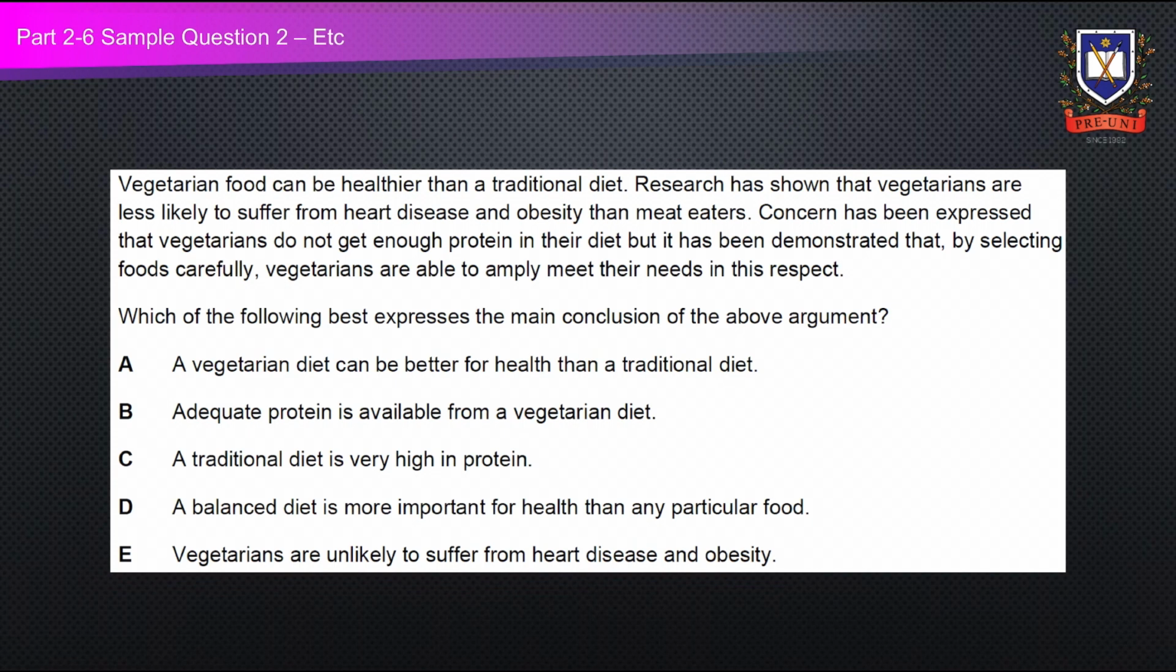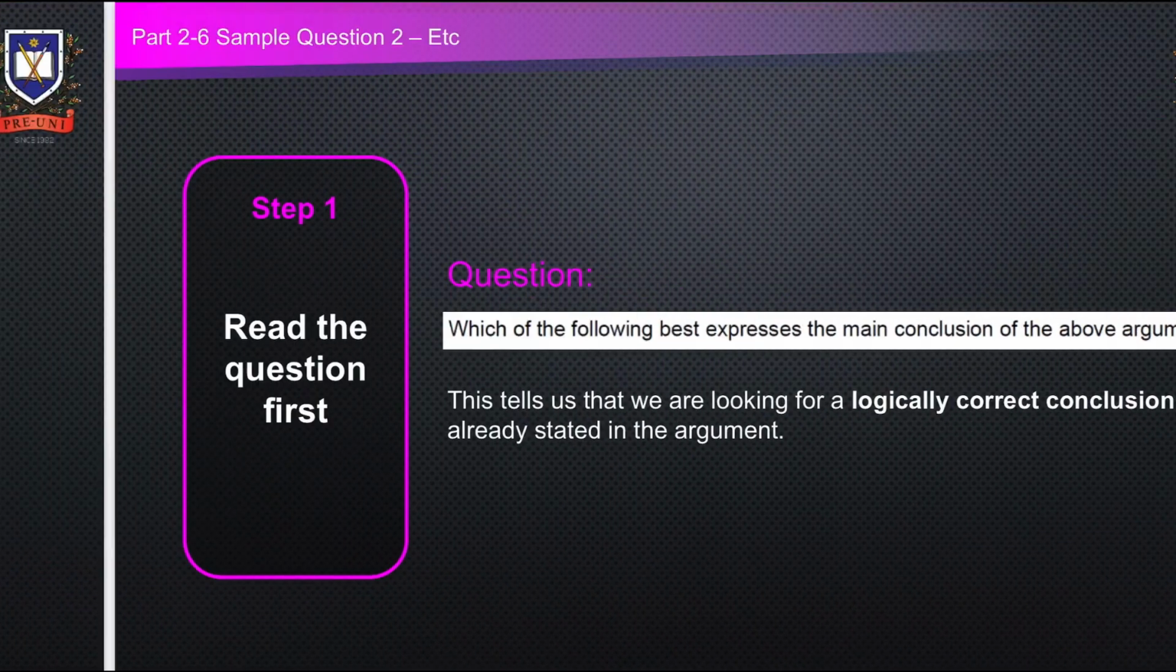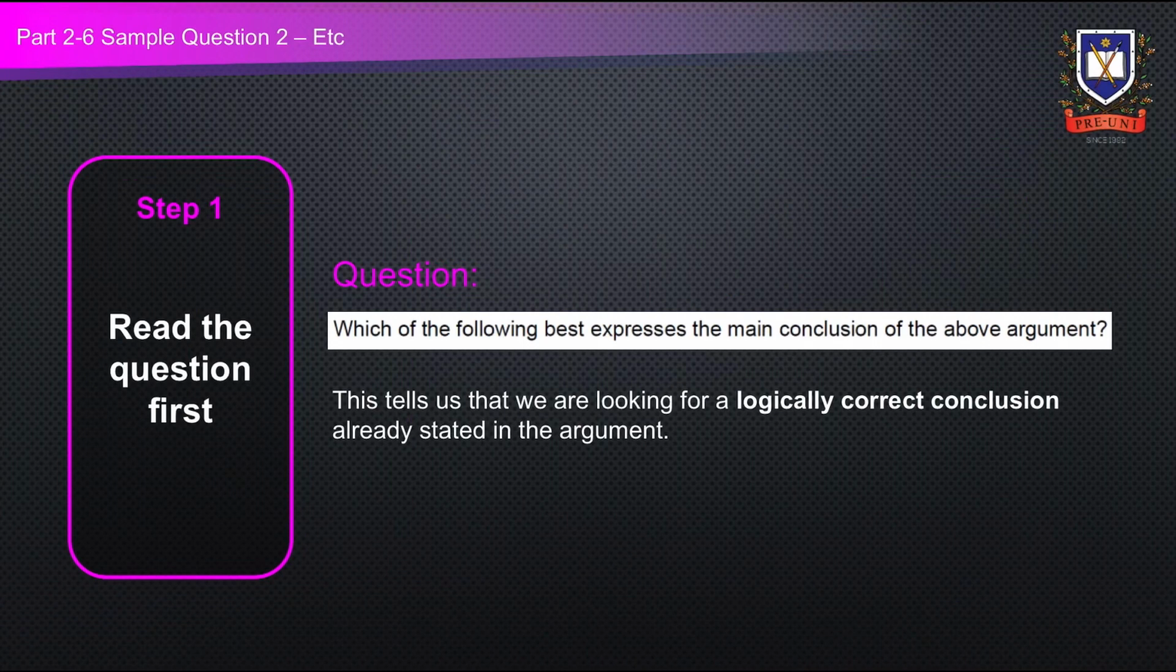Then let's use the general approach method to correctly identify the main conclusion of the argument. The first step is to read the question and determine what it is asking. The question asks us, which of the following best expresses the main conclusion of the above argument? This tells us that we are looking for a logically correct conclusion already stated in the argument.